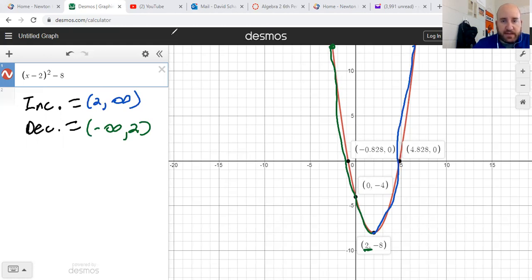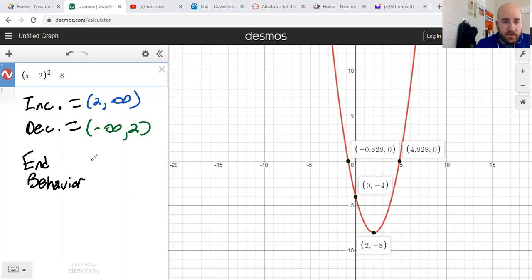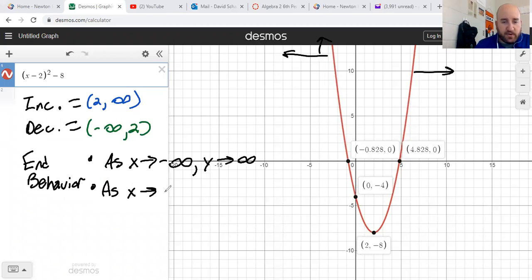My end behavior is actually going to be the same as it was on the first problem, because both my ends are going up. So as my left end approaches negative infinity, as x goes left to negative infinity, y is going up to positive infinity. So as this goes left, it goes up. As x goes right to positive infinity, my end is still going up to positive infinity y.